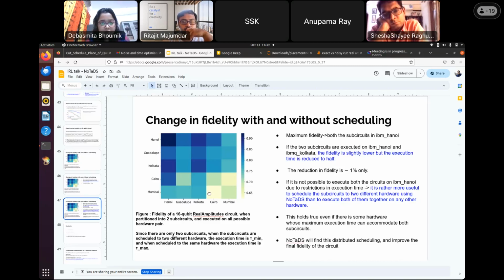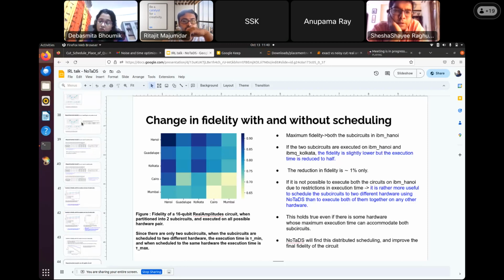If you run in Mumbai and Cairo, I think my question is slightly different. I understand what this is trying to tell us. My question is, can you use this as a reference in your allocation or scheduling? When I say generalize, I'm asking if I give you not real amplitude but some other circuit, can you use your data from real amplitude to make a judgment on that other circuit and then allocate, and still have similar fidelity results? Or do you expect that for any circuit you need to have this plot generated first before you do this allocation?